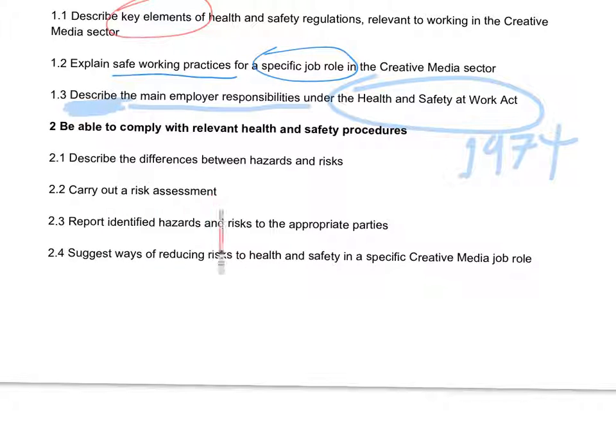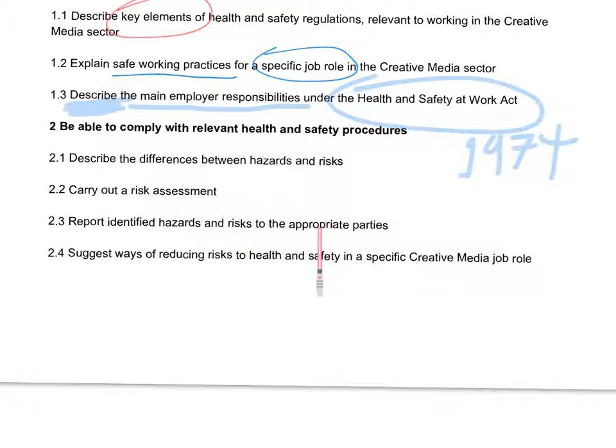Carry out a risk assessment. Now, you did one of these for me for Unit 6 video production, so feel free to copy that in here by all means. If you haven't done that, then I've got a pro forma where I can help you to fill in in relation to another project, perhaps, okay? 2.3, report identified hazards and risks to the appropriate parties.